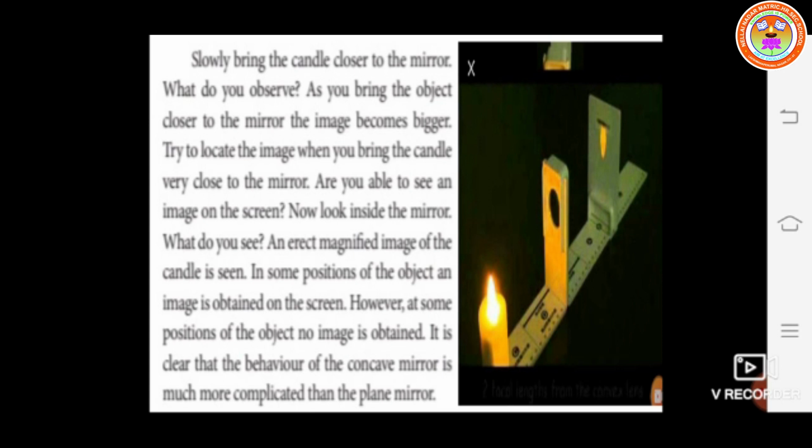Are you able to see the image on the screen? Now look inside the mirror. What do you see? An erect, magnified image of the candle is seen.